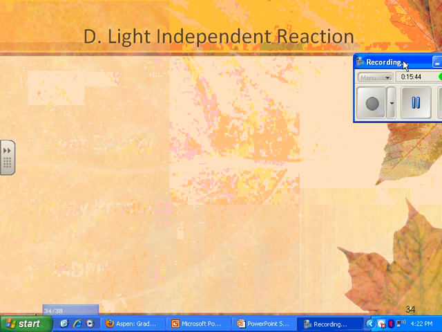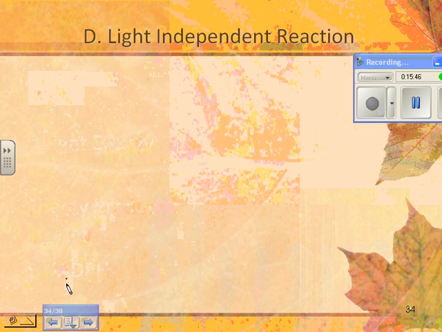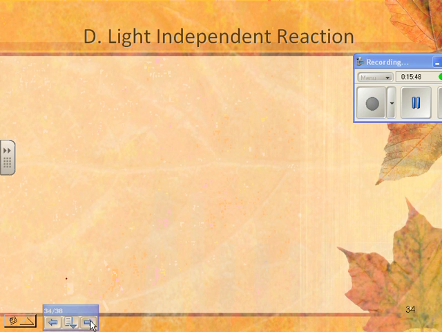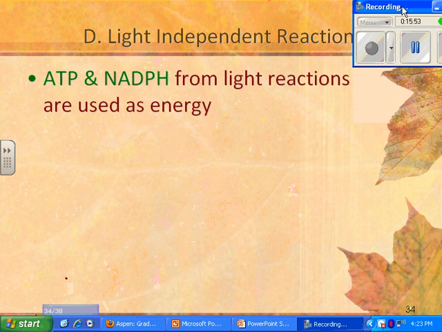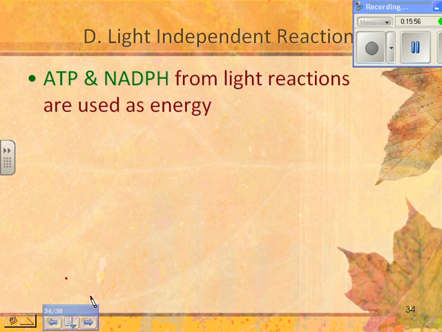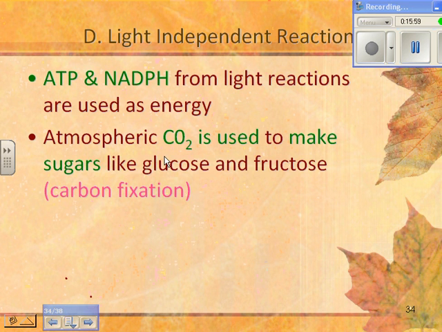Finally, we're getting to the carbon cycle, the carbon part. So these are the light-independent reactions. We used to call them the dark reactions because they don't need light, though they happen in light all the time. So you have ATP and NADPH that you got from the light reactions. And then you're also going to need carbon dioxide from the air to make the sugars. And that's called carbon fixation because you're fixing carbon from the air into sugars. You stick it in the sugars, you fix it in there.